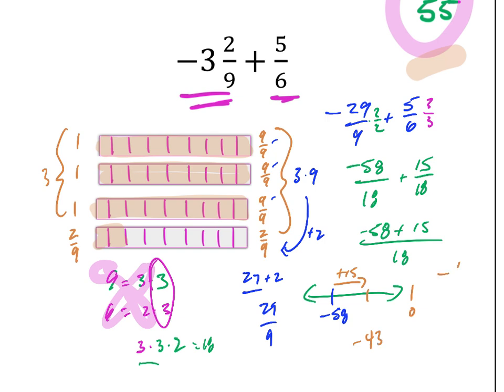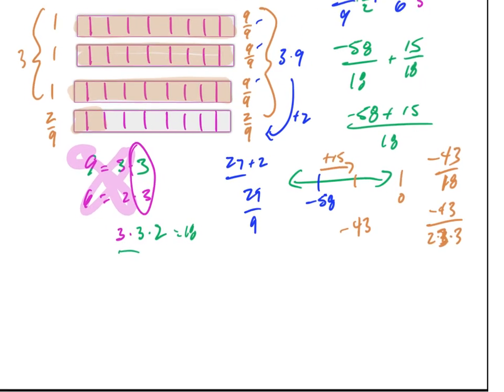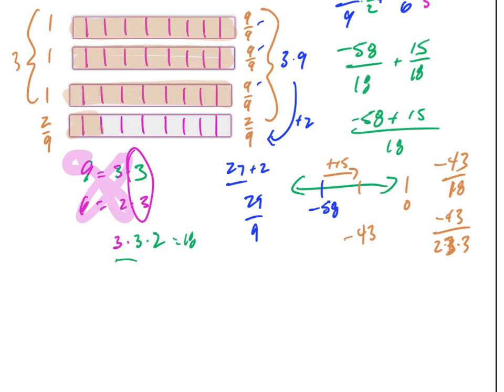Means I have negative 43/18. And that is an acceptable answer because 43 is prime. And I know that if I have 43 and 18 is 2 times 2, 2 times 3 times 3, they don't go into each other, so it can't be simplified. But some of you still might be confusing the word simplified with rewritten. See, that is simplified. It cannot be simplified, but it can be rewritten as a mixed number.